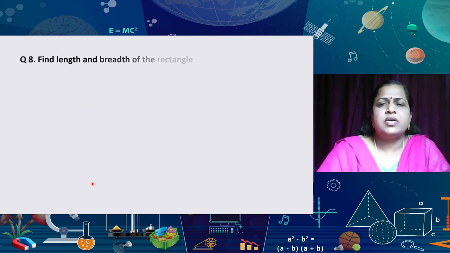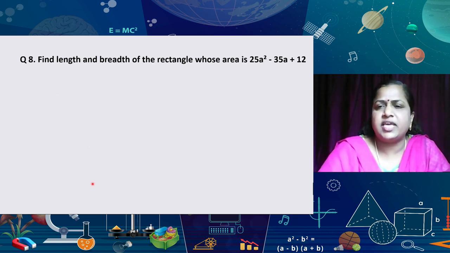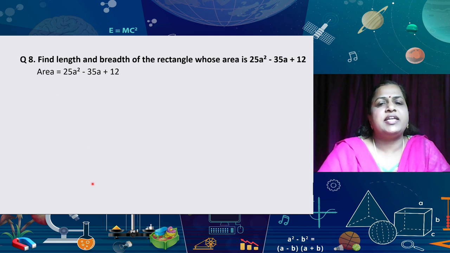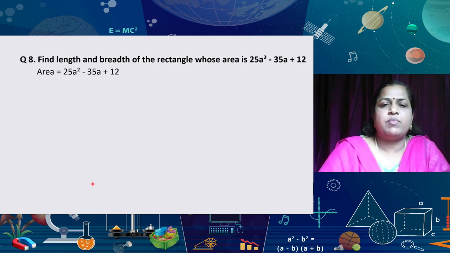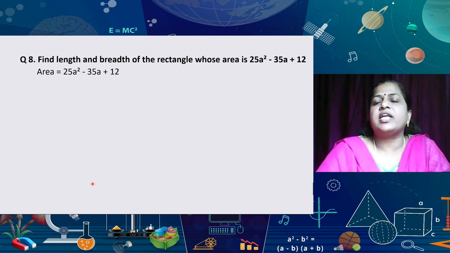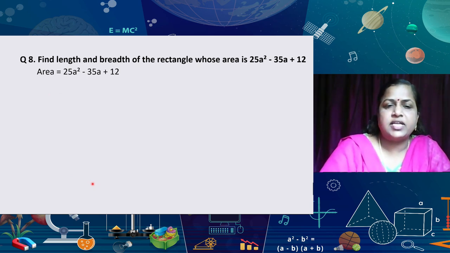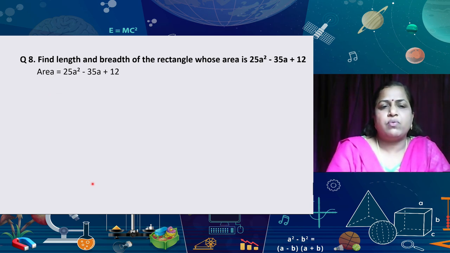So, next, find the length and breadth of the rectangle whose area is 25a square minus 35a plus 12. Suppose you are given a rectangle and the area is given. What formula do we use for the area of a rectangle? Area of a rectangle equals length into breadth. So, this area we have to write in the form length into breadth.